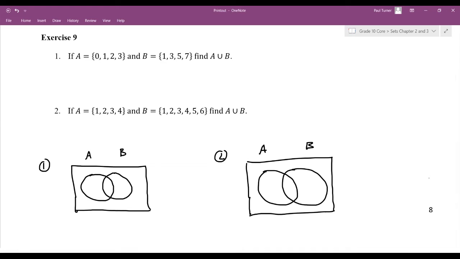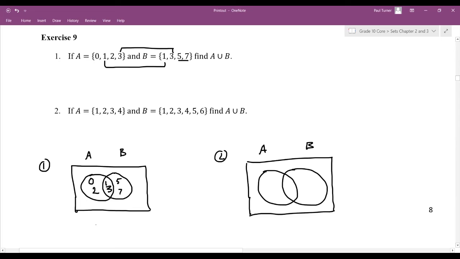So union now, not intersection. So in question 1, you've got 0, 1, 2, 3. Which numbers would be in the intersection? 1 and 3. Yeah. So put 1 and 3 in your intersection here, like that. And then 0 and 2 would be in A, but not in B. And B, we have 1 and 3 already in the intersection. So now put 5 and 7 in the remaining part there.